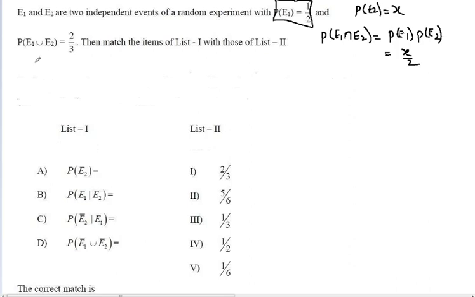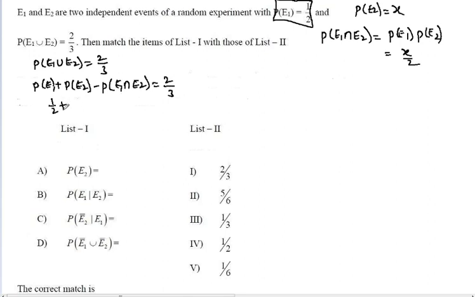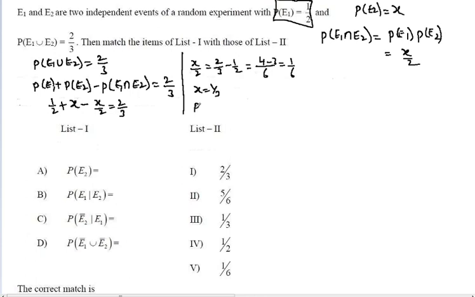Here P of E1 union E2 is given as 2 by 3. P of E1 union E2 means P of E1 plus P of E2 minus P of E1 intersection E2 is equal to 2 by 3. P of E1 is 1 by 2, P of E2 is X, minus P of E1 intersection E2, that is X by 2, is equal to 2 by 3. So from this equation, X minus X by 2, that is X by 2, is equal to 2 by 3 minus 1 by 2, that is equal to, with LCM 6, 4 minus 3, that is 1 by 6. Therefore, X is equal to 1 by 3. That is probability of E2, X is 1 by 3. So probability of E1 is 1 by 2.